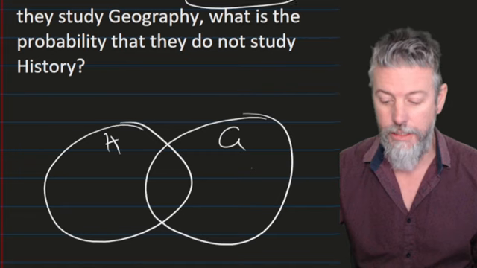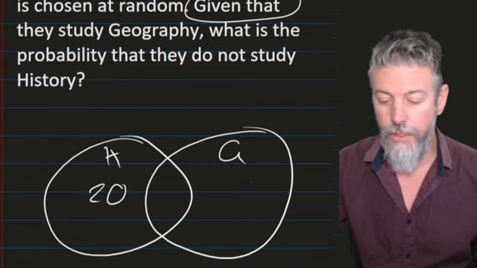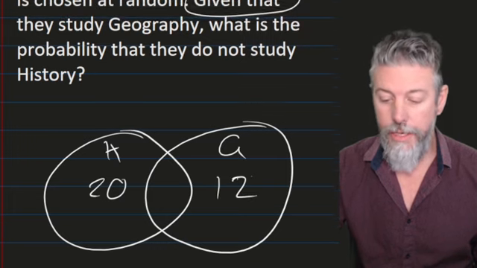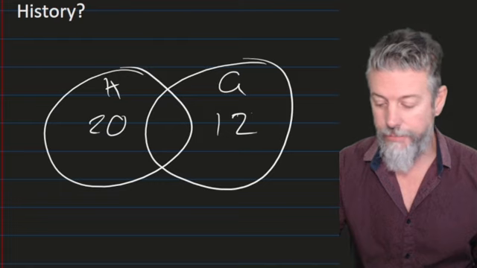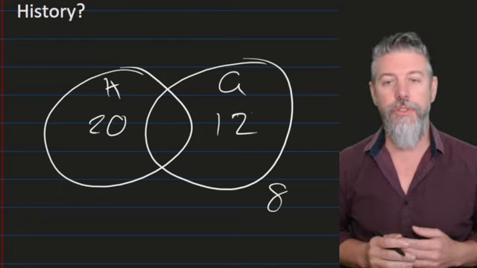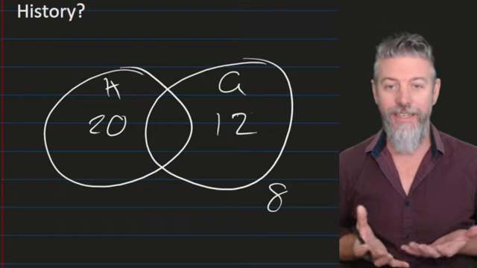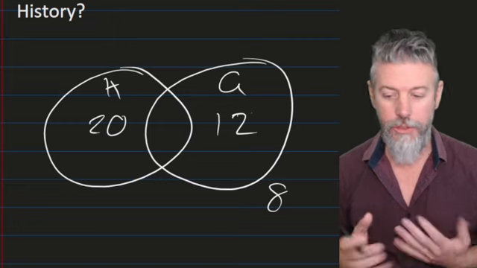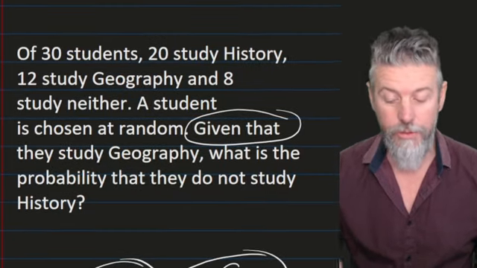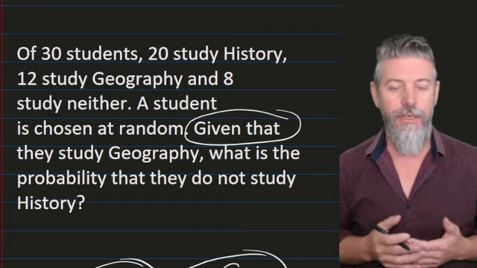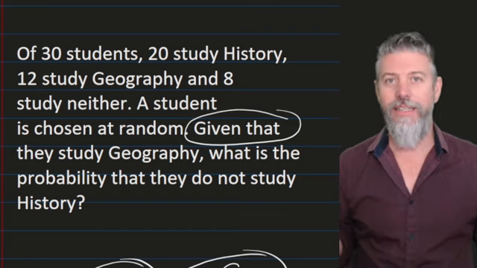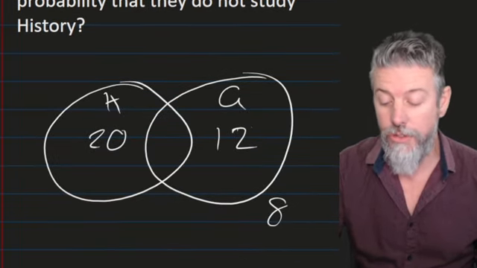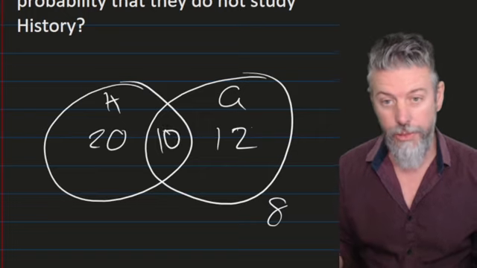So 20 study history, 12 study geography, and it says that 8 study neither. And what I then do is I just go and see how many students I've created. And if we do 20 plus 12 plus 8, we end up with 40 students. And there isn't 40 students. There's only 30 students. So how did we get these extra 10 students? Well, those extra 10 students are the 10 students that are studying both.